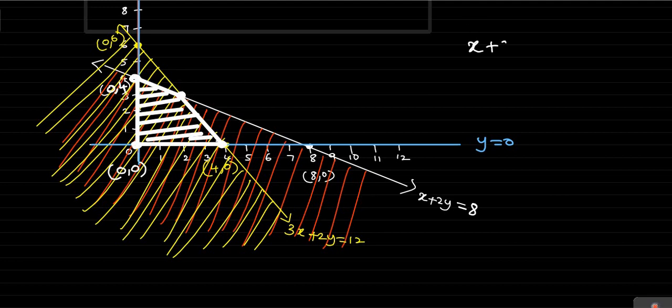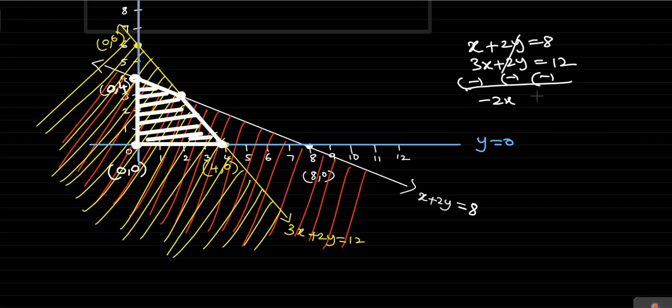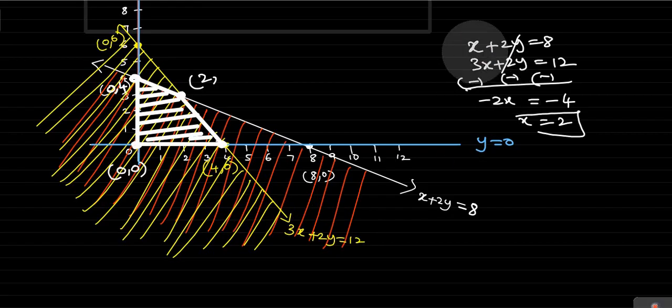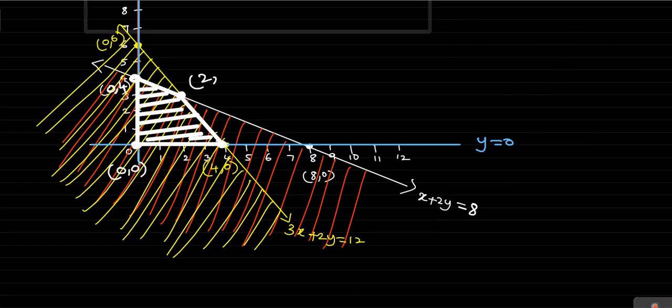So let's see, roughly I'll solve it. 3x plus 2y equal to 12. First let me eliminate the y value, changing the sign, minus 2x and minus 4. x equal to 2 we are getting. So the x coordinate is 2. Now substituting x as 2 in any one of the equations to get the y value: 8 minus 2, 2y equal to 6, y equal to 3.